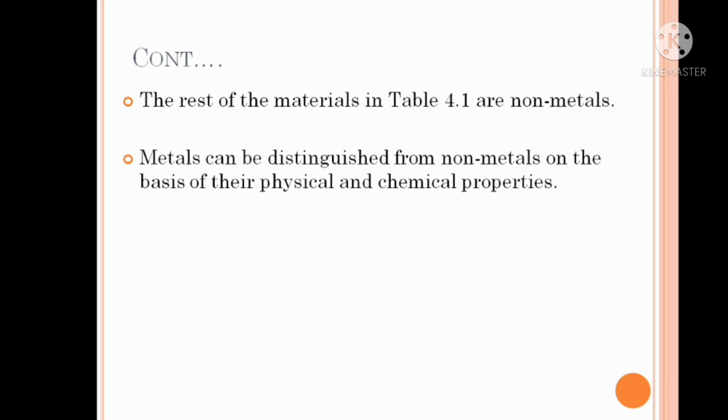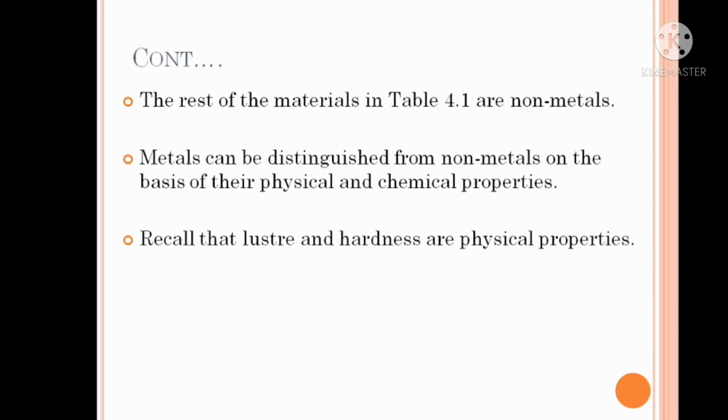In this chapter, we will understand this mostly through different kinds of activities, physical and chemical. Physical means when we touch some material like iron or aluminum, these are called physical properties. Chemical means we have to do some reaction with different kinds of liquids, which we'll see ahead in this chapter. Recall that luster and hardness are physical properties, as you have already learned in lower classes.